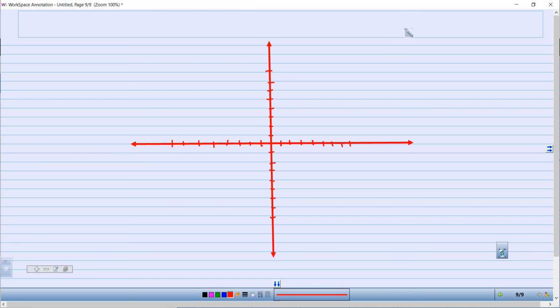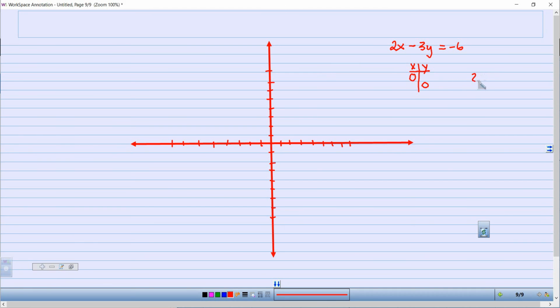Okay, let me come up with a standard form equation. What about 2x minus 3y is equal to, let's say, negative 6, shall we? So in standard form, again, the easiest thing to do, in my opinion, is to put in 0 for x and 0 for y and find those x and y intercepts. For every x-intercept, y is 0. For every y-intercept, x is 0.